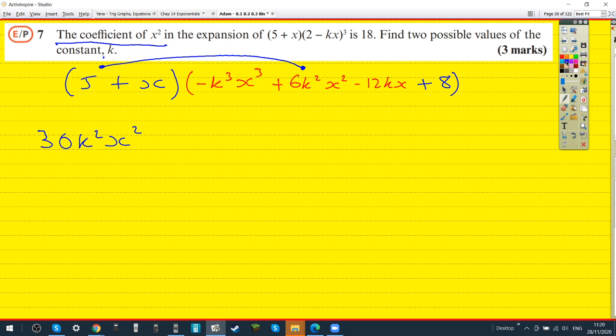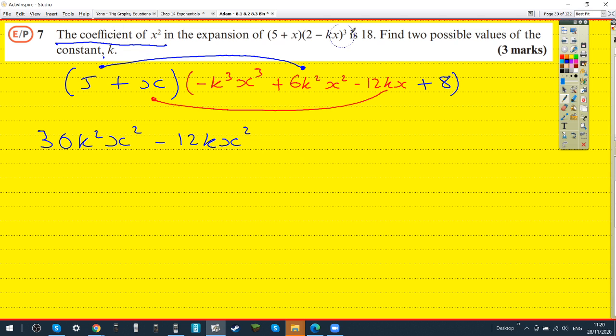How about when you multiply all of them by x? X times what will give us an x squared answer? Minus 12kx squared. Yeah. So that is minus 12k x squared.